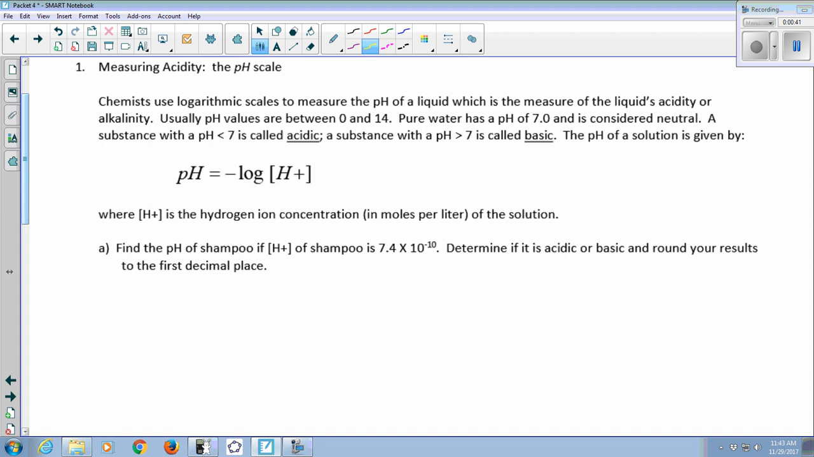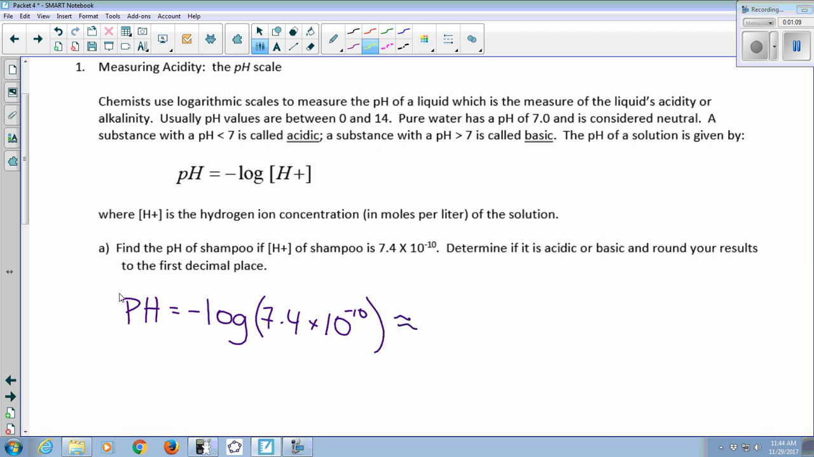So we want to find the pH of shampoo, knowing that the concentration of hydrogen ions is 7.4 times 10 to the negative 10 moles per liter. Determine if it's acidic or basic. We'll round our answer to the first decimal place. So pH is the negative log of the concentration of hydrogen ions, which is 7.4 times 10 to the negative 10.